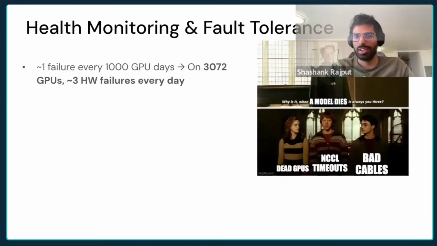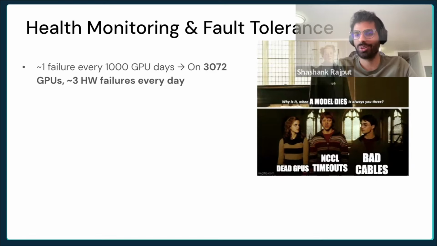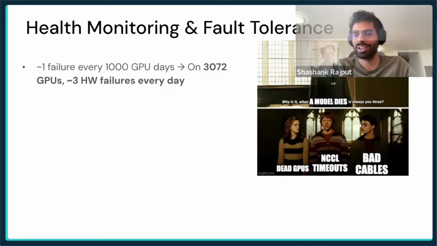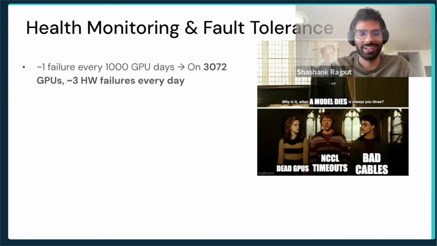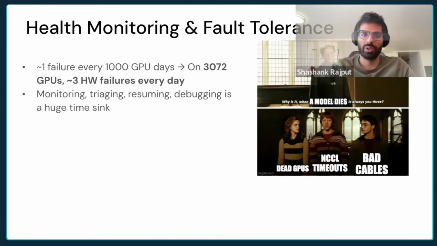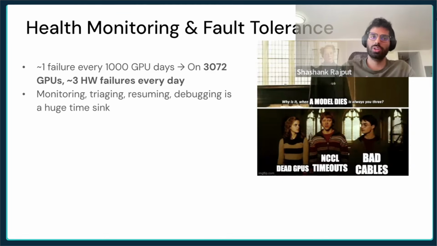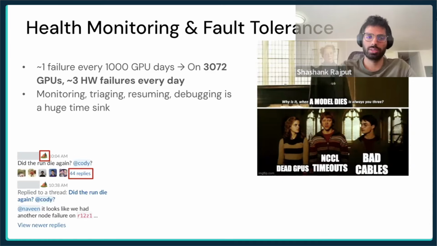So yeah, this is a meme that summarizes it quite well. Why is it that when a model dies, it's always one of these three? It's either the bad cables, the NCCL timeouts, or dead GPUs. And given this, you can imagine if you're having 3 hardware failures a day, then a lot of time actually goes into debugging, resuming, triaging, monitoring, all these kinds of things. So in that case, you need to have an automated monitoring system.